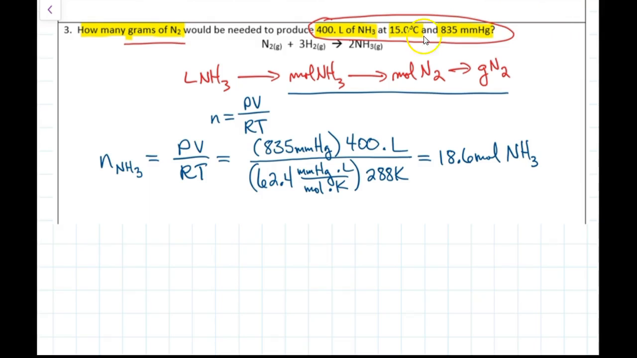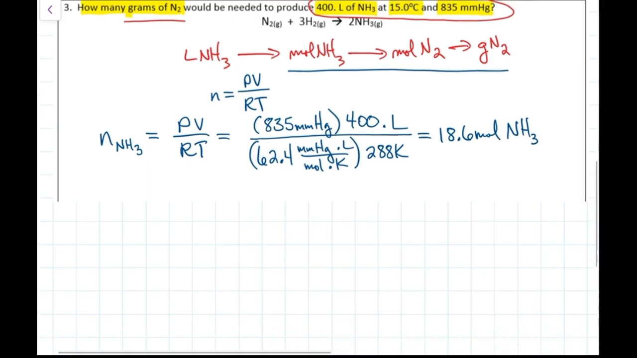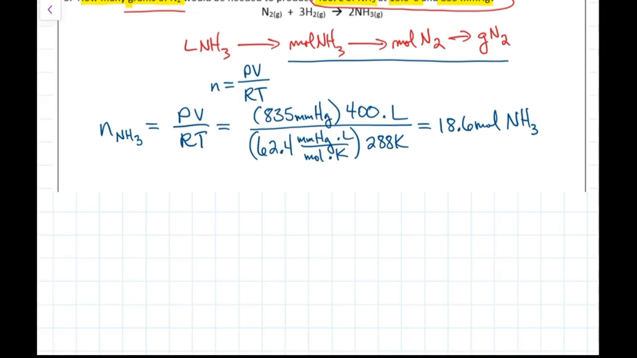Okay, so right now, I did all of that just to make this one step from liters to moles. But now it should be pretty easy, because now we should be able to do the stoichiometry to go from moles of NH3 to grams of N2. So if I take my answer down here that I just got, 18.6 moles of NH3 over 1, see if you can go ahead and take that to grams of N2, which the problem is asking for.